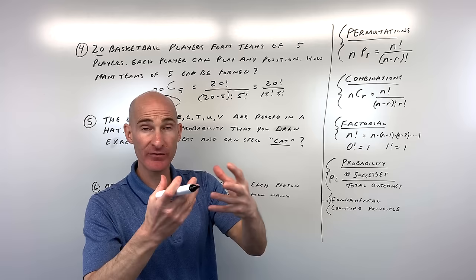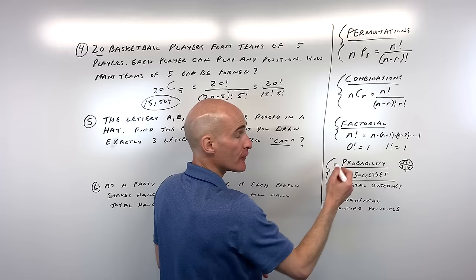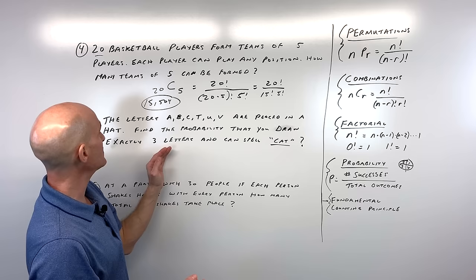So it's like if you were to spin a spinner and you say, what's the probability I land on an odd number? 1, 2, 3, 4. Well, there's 2 odd out of 4 possible, so it'd be 2/4, which is 1/2. That's your probability. So it's what you want or successes out of the total. So in this case, what do we want? Well, we want the letters C, A, and T, right?